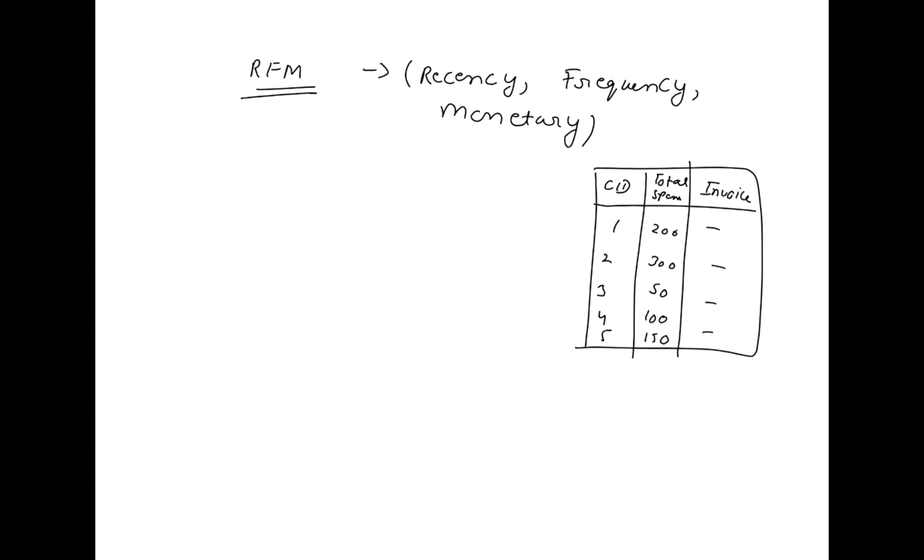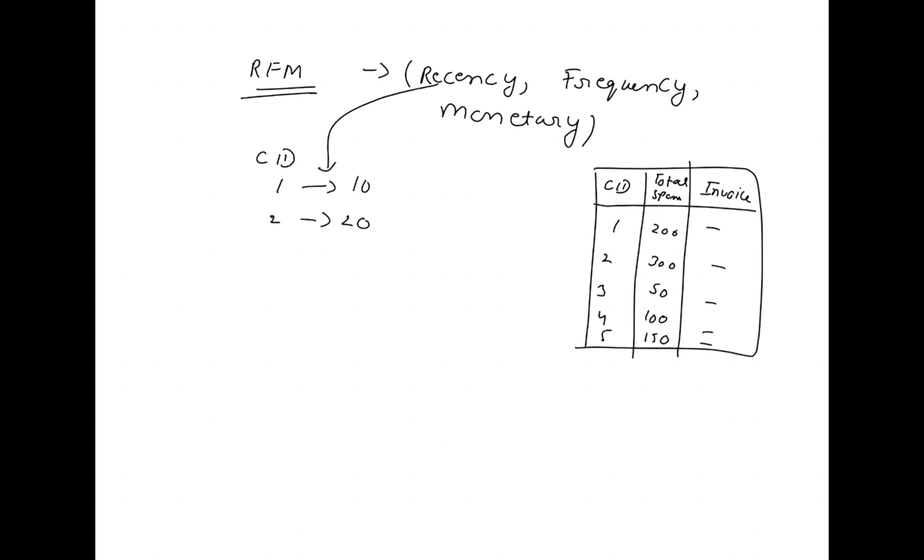Now, using this RFM, I will first find out recency, that is, till today, how many purchases were done by each customer. Like if customer ID 1 has done, till today, how many purchases based on their invoice? Maybe they have done 10 purchases, customer 2 has done 20 purchases, and so on. This is called recency.